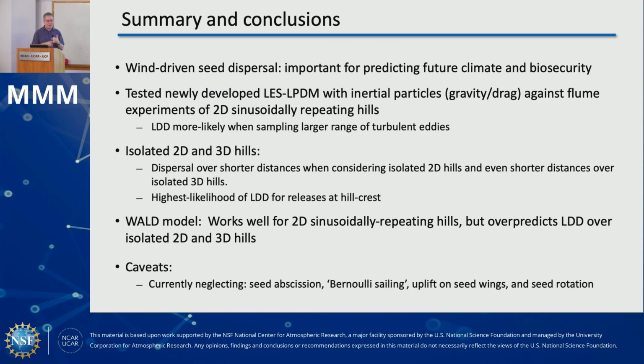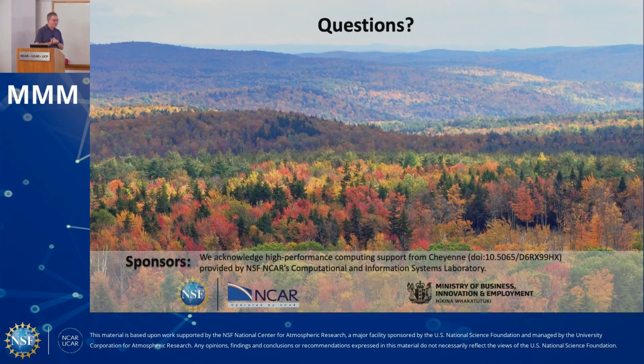Caveats, of course, we're neglecting critical things, like the seed abscission problem. I'm trying to get them to tell me what it takes to get a seed out of a cone. They haven't told me that yet. Greeley sailing is basically a pressure gradient based on the gust, pushing the seed forward, and then uplift on the seeds, etc. These are things that we're not accounting for at this time, but we have the potential to do so now that we have this tool. All right, that's it. Thanks, folks.